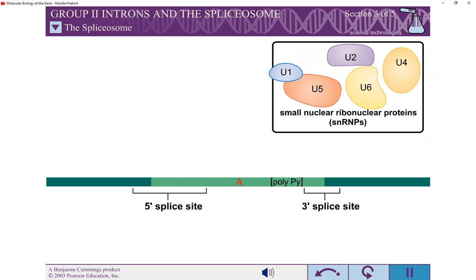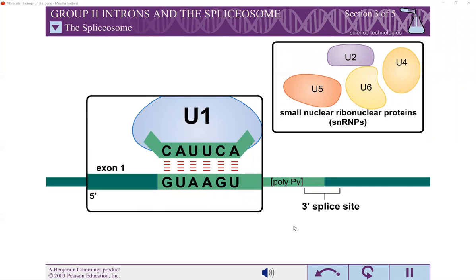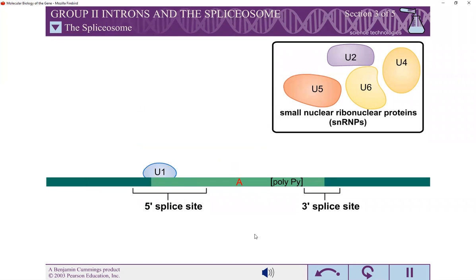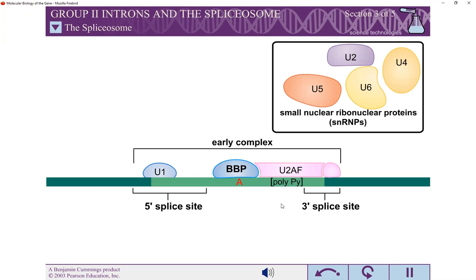First, the U1 snRNP recognizes the 5' splice site using base pairing between its RNA component and the RNA transcript. A subunit of an RNA-binding protein called U2 auxiliary factor binds to the conserved pyrimidine tract, and another subunit of U2AF binds to the end of the 3' splice site. U2AF recruits branch point binding protein and helps it bind to the branch site. This arrangement is called the early complex.